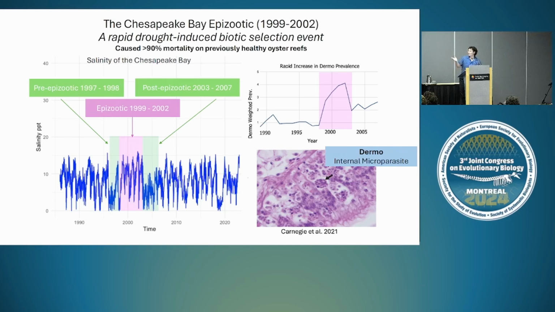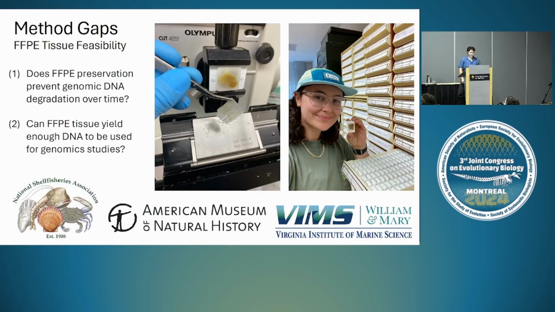And what I want you to notice from the plot on the left is that salinity over time. During the epizootic period, we see high salinity without abatement. So it's not going down, which kills off the dermo parasite. So the parasite is just thriving during this period of time, increasing in prevalence, the plot on the upper right, and causing mass mortality. And so my first challenge with this collection was to understand if the FFPE preservation was preserving genomic DNA in a way that would allow us to extract it and sequence it.